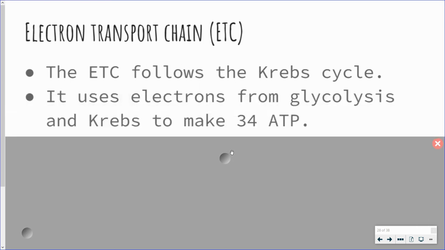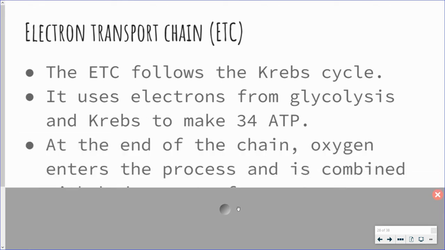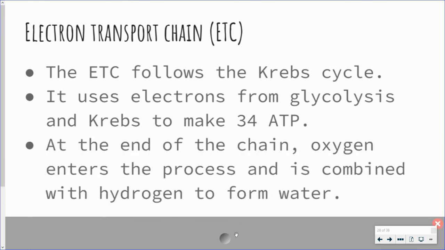The electrons from the NADH and FADH2 are what run the electron transport chain, and in this process we'll produce 34 more ATP molecules. So like I said, this is where the bulk of the ATP comes from. Oxygen is required for the electron transport chain, so it's one of the reactants. It's NADH and FADH2 plus O2.